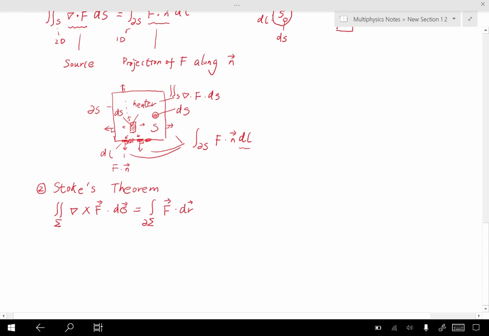So in this case, this is not 2D anymore. We are talking about, for example, a patch on the surface of a ball. So it's like a curved surface. So this is the curved surface. This is not 2D. This is actually 3D. And its boundary is also in 3D. It's a line in a 3D space. And the segment of it is dr.